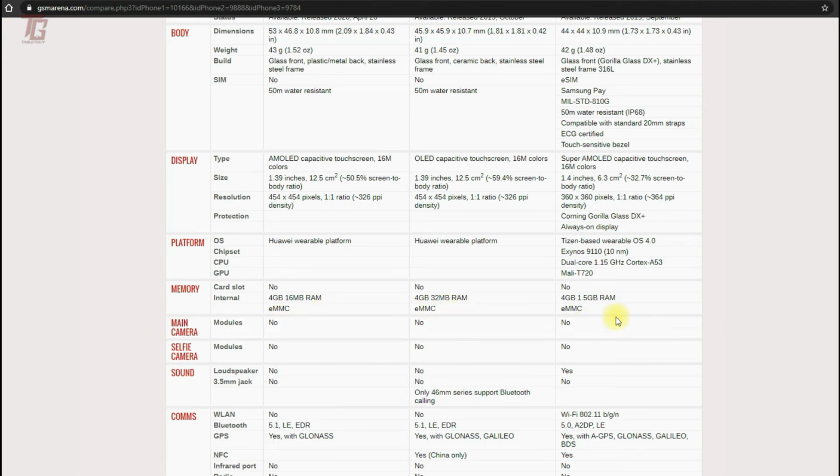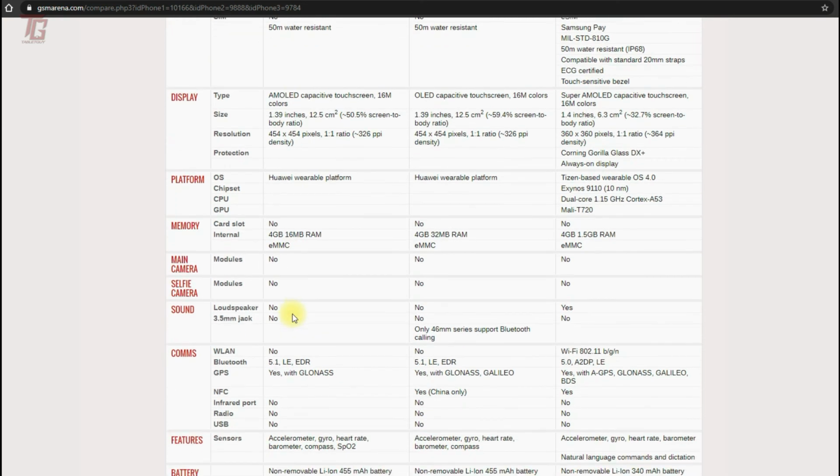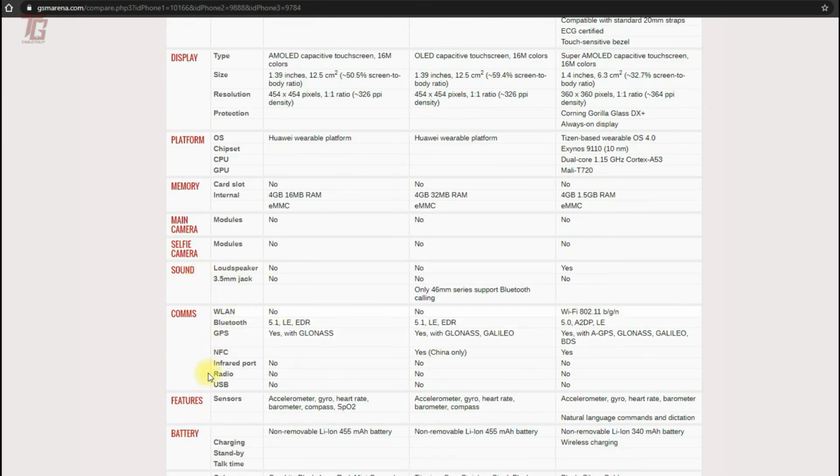I still believe 32MB RAM is way too little for any smartwatch to function. So this information is again not correct. I would say there are some websites that claim the RAM is 512MB, but we still need to confirm that. The rest of the features are the same, apart from the battery.